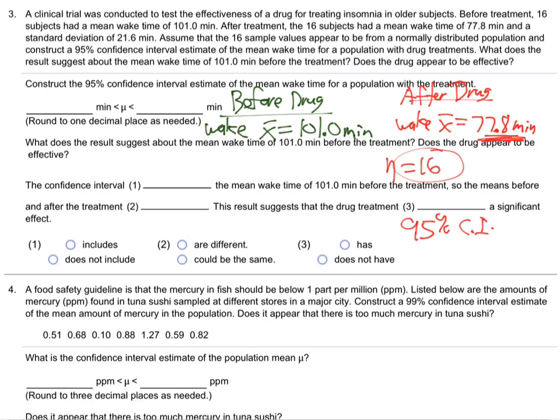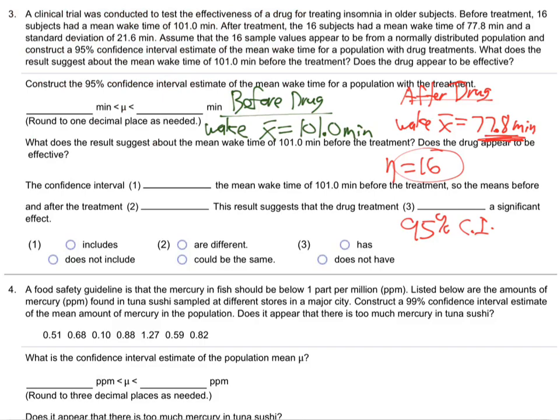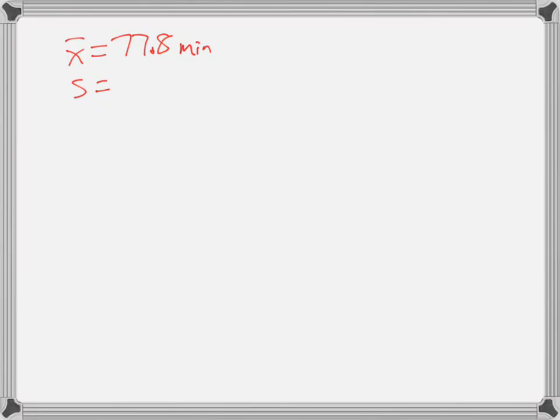So let's go to our calculator. Let me bring the data over here. X bar was what? 77.8 minutes. Do we have an S? Wasn't there an S somewhere? Oh, there it is. Standard deviation 21.6. So we always need that. 21.6, 16 people, and the confidence level 0.95. So go to your calculator. Hit the buttons. I'll do it too.